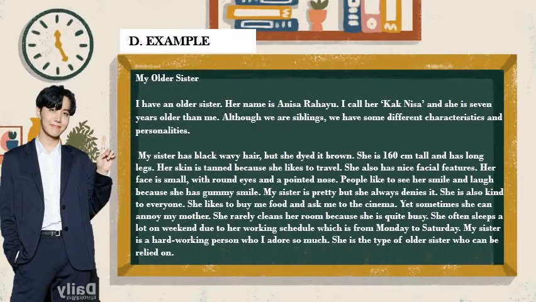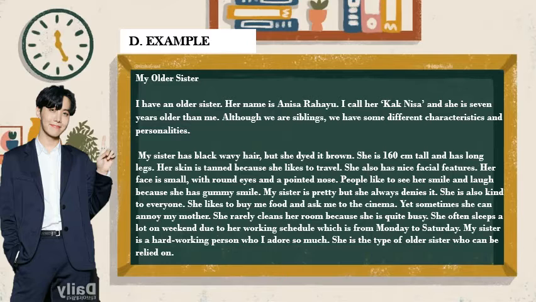Okay, after we know about the definition, generic structure, and language features of descriptive text, here we go to the example of the descriptive text. So let's read the text together. The title of this text is My Older Sister. My older sister. I have an older sister. Her name is Anissa Rahayu. I call her Kak Nisa, and she is 7 years older than me. Although we are siblings, we have some different characteristics and personalities.